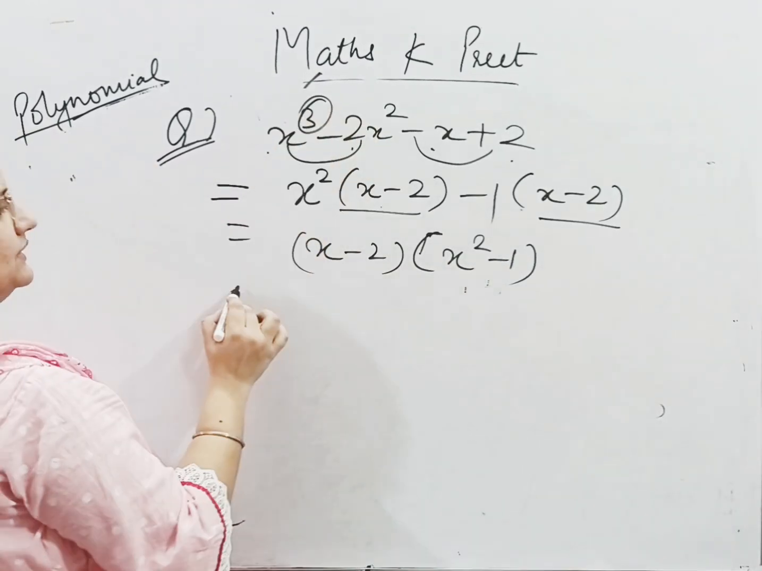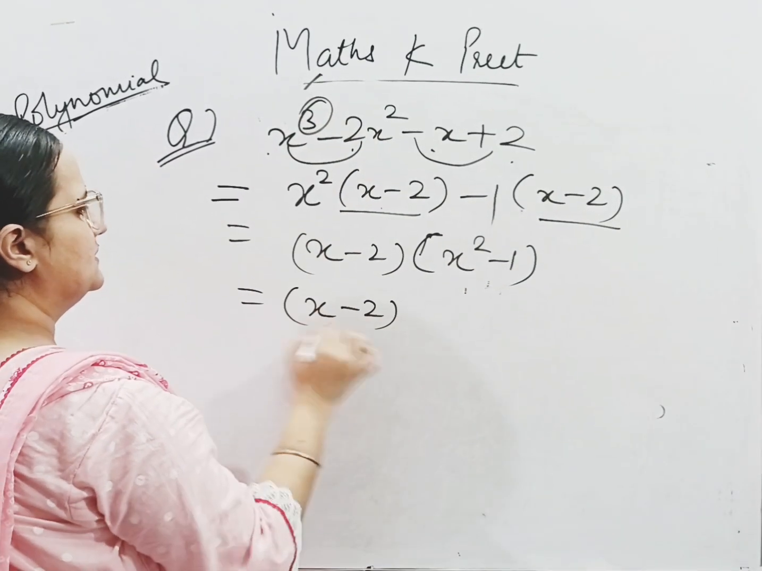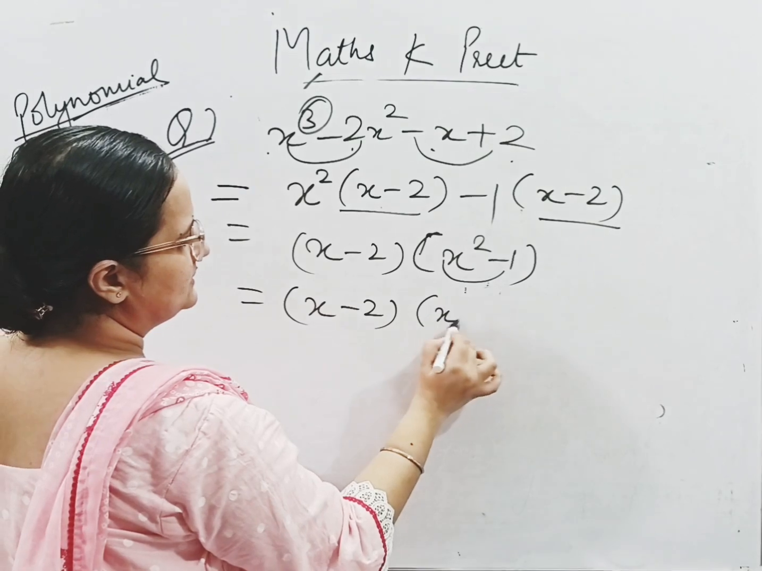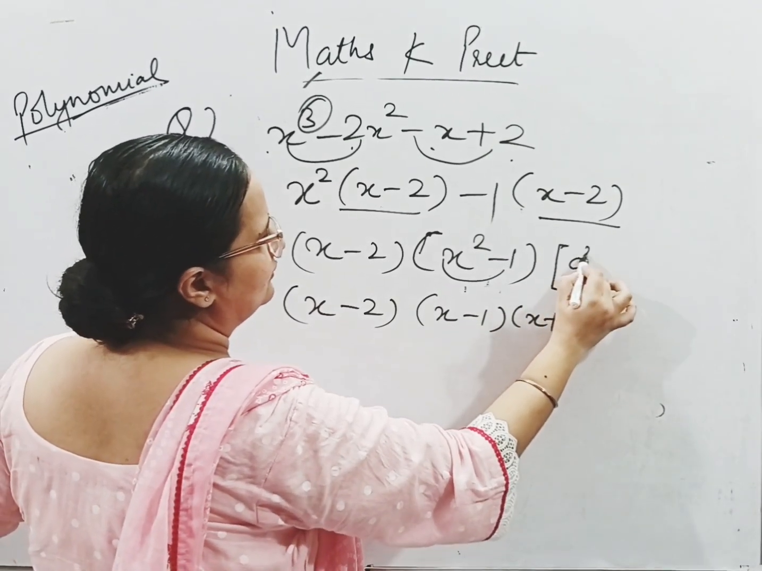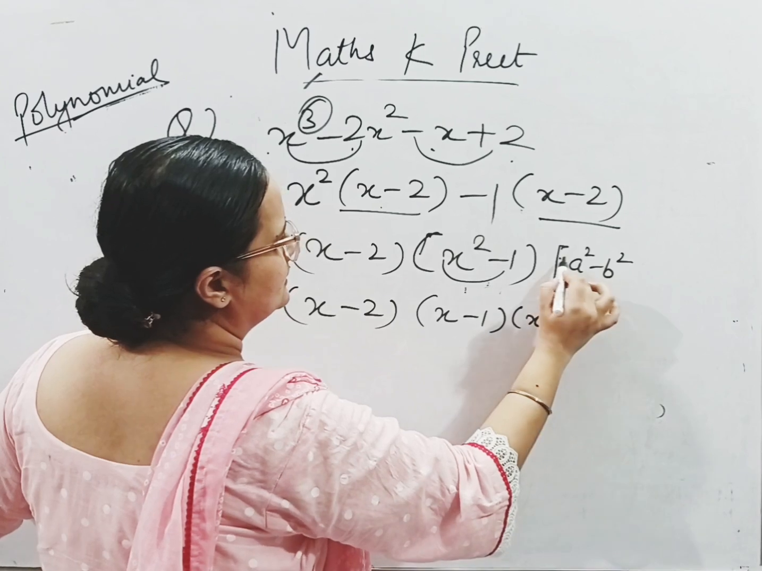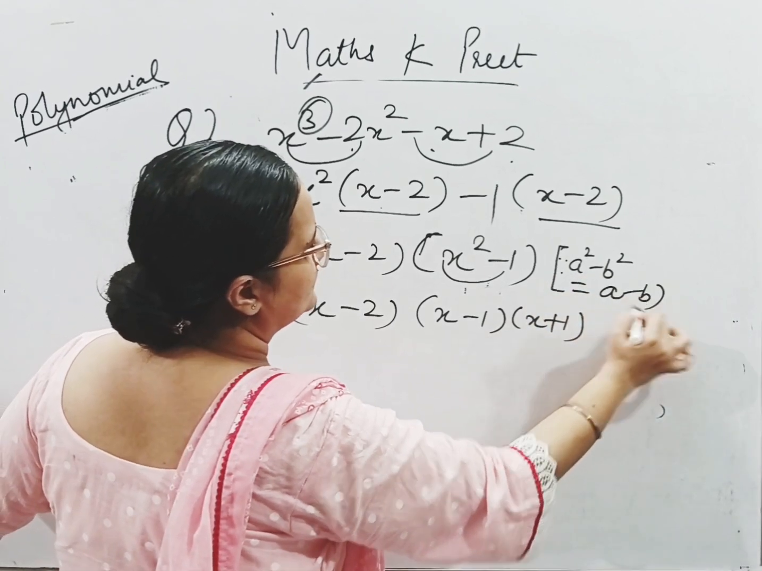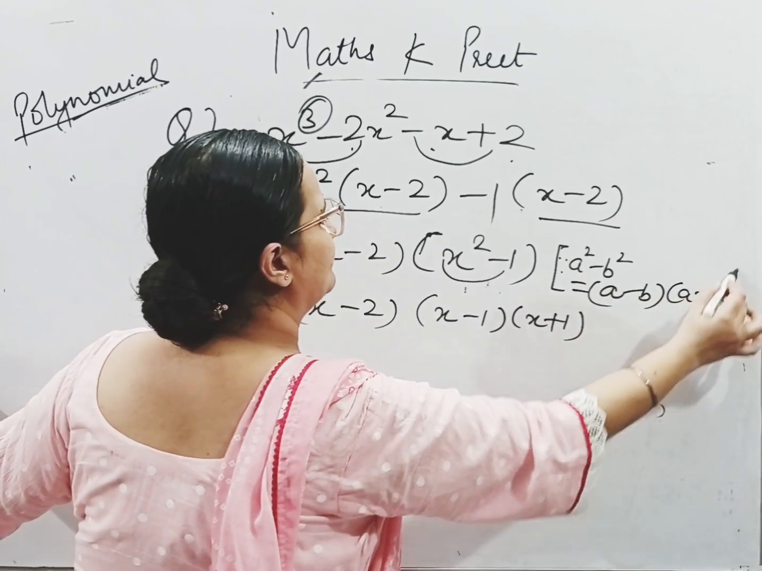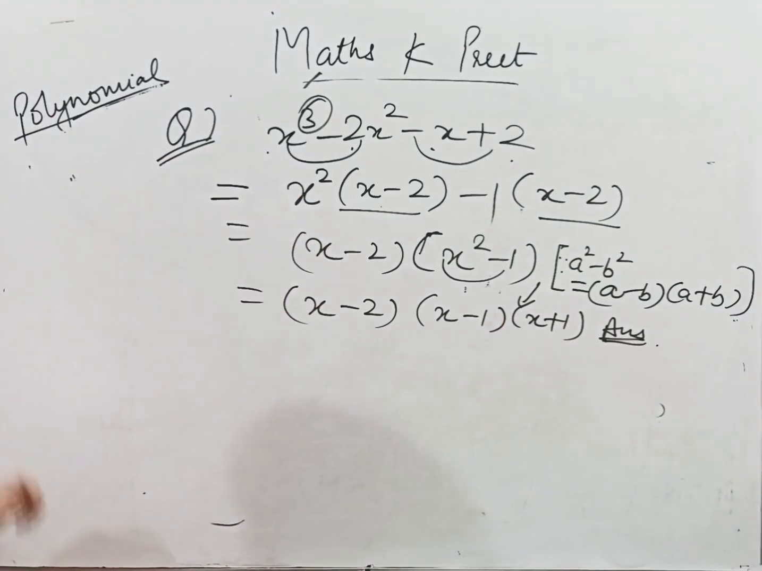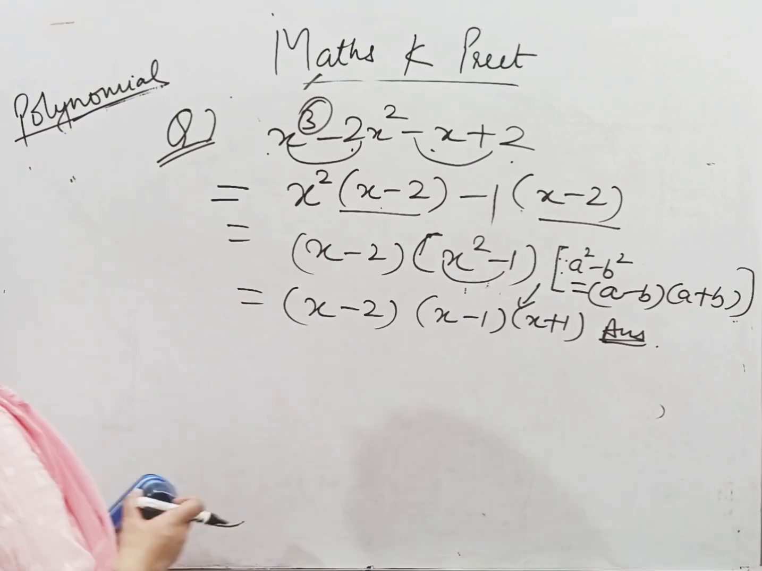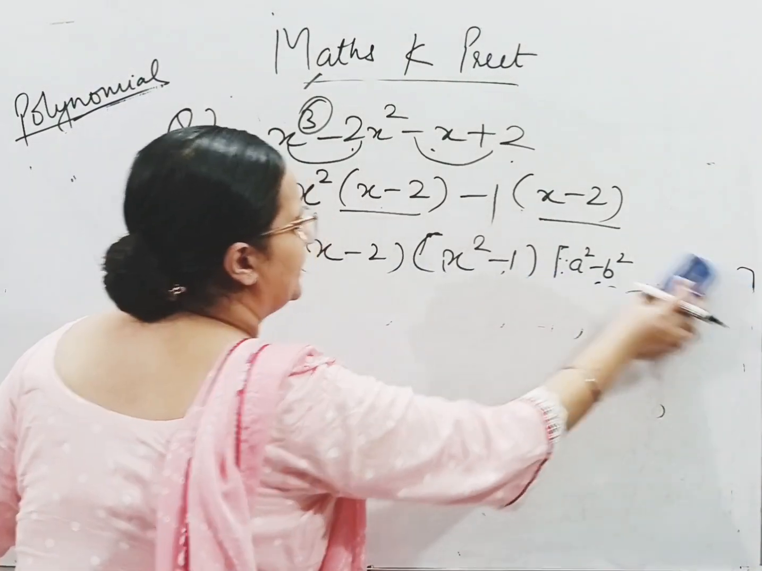This is a cubic, we will have 3 factors. Split this as a square minus b square, that is a minus b and a plus b. Here you have to give reason always, because this is equal to a minus b and a plus b. Always write where you are getting the result from. So these are 3-4 types.